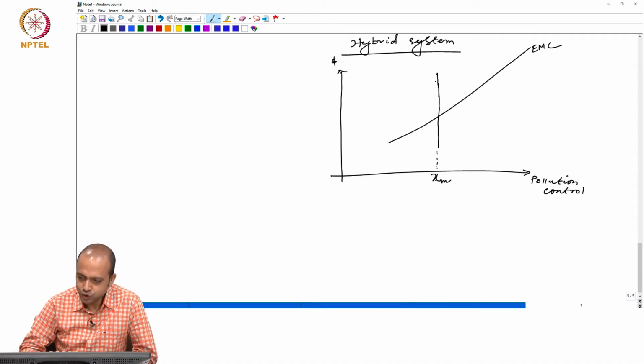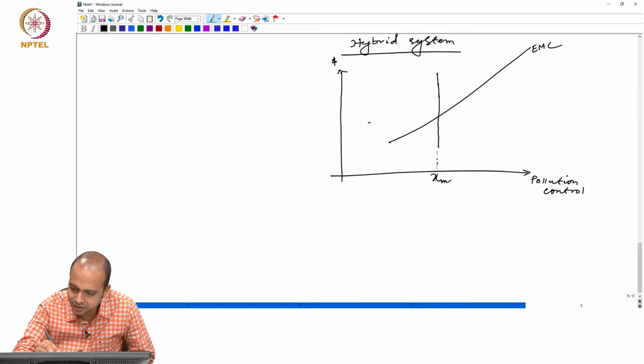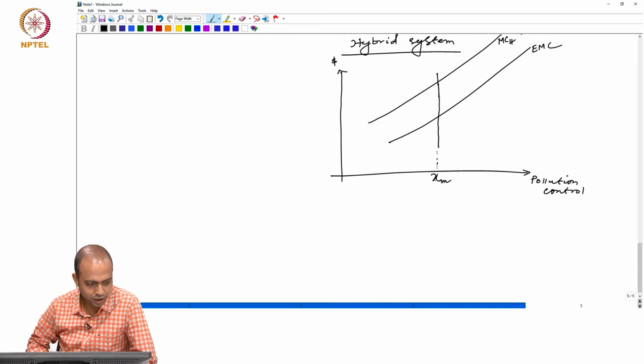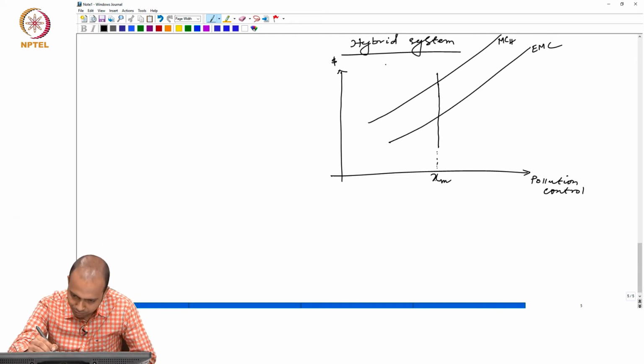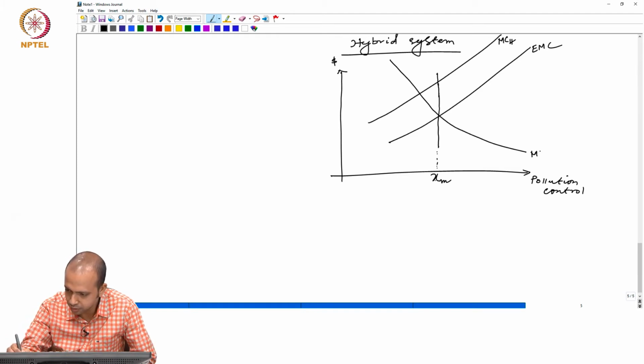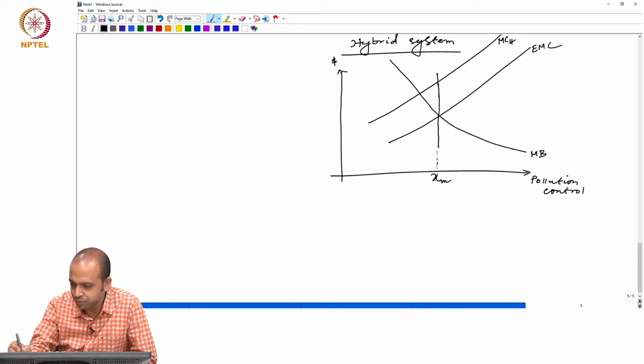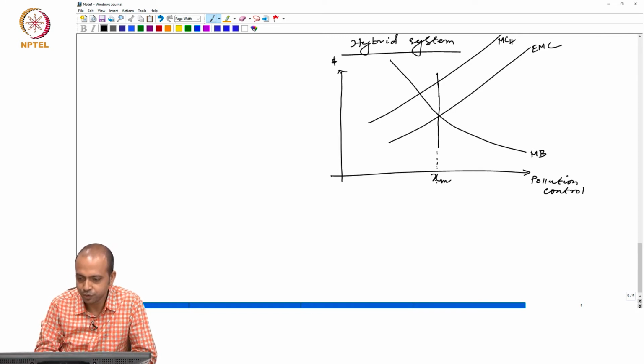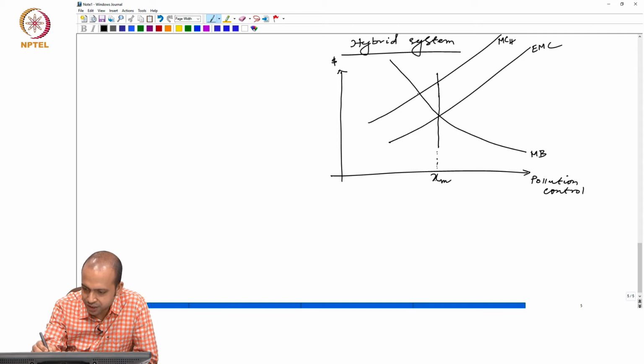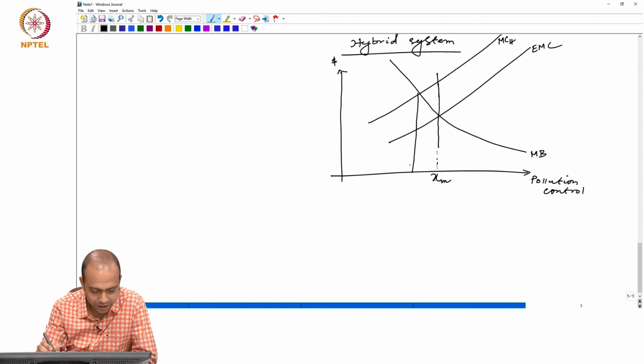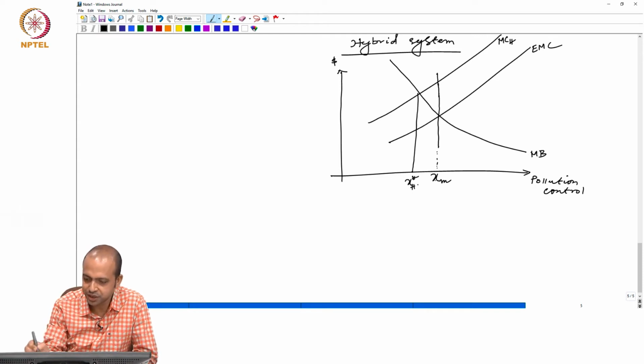If your actual cost of abatement is higher than this expected one, then what happens? Let us say that this is MCH, and let us say that this is your MB. So, intersection between MB and EMC decided about the optimal level of permit, right? Optimal level of permit. So, if it is higher than this, so obviously there would be a divergence, because XM is higher than this.